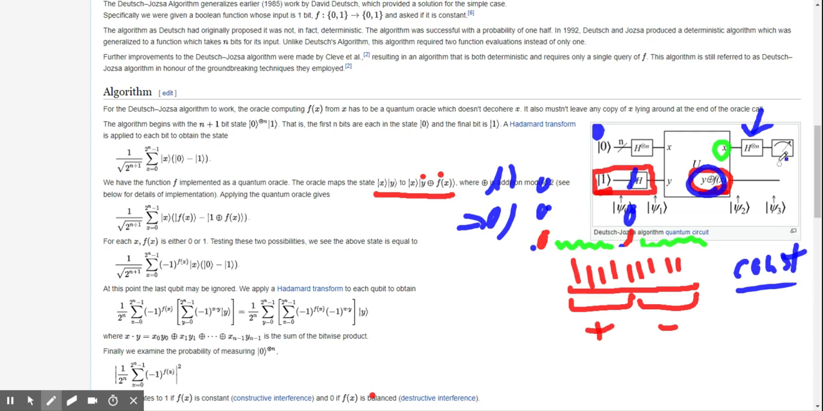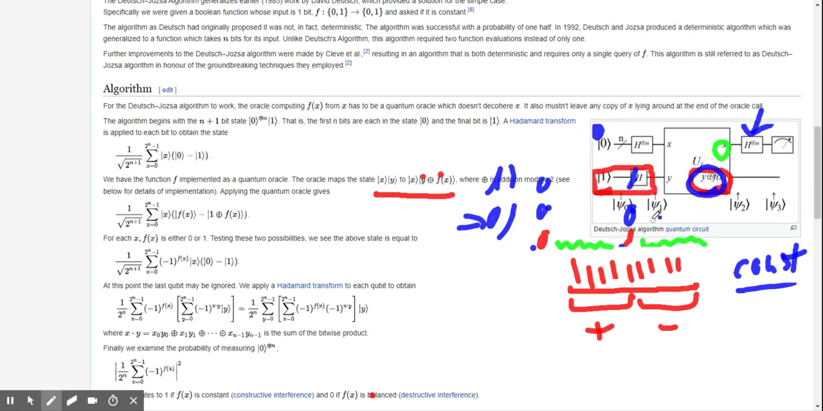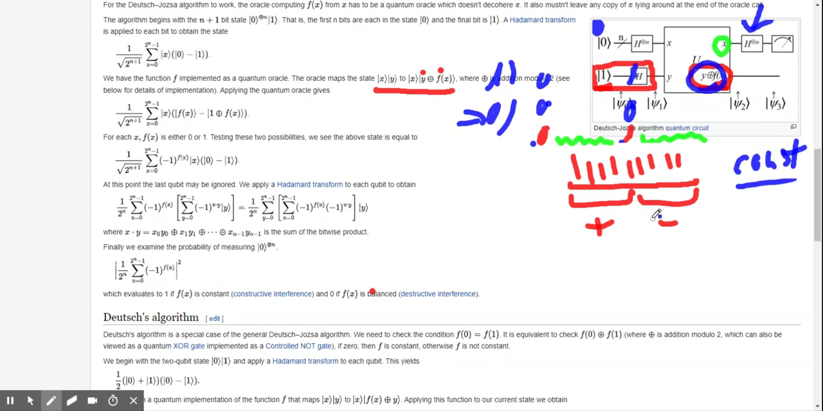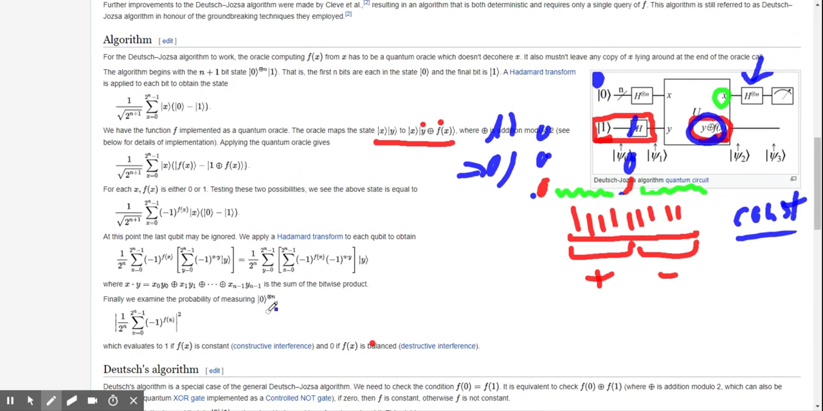Yeah, wait, but what do you measure? You measure that entire register here? That doesn't seem to match. Okay, the probability of measuring all zeros. So the probability you measure all zeros only if it's balanced, yeah? Because you're basically creating.